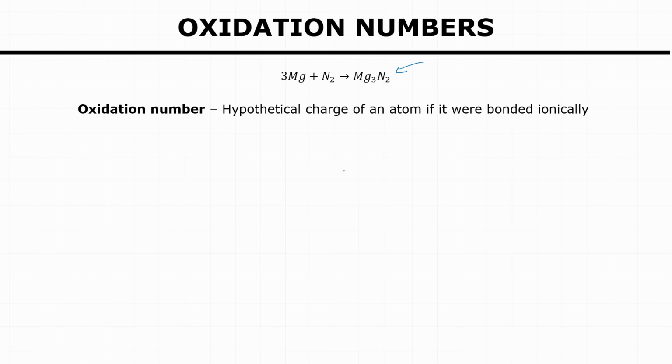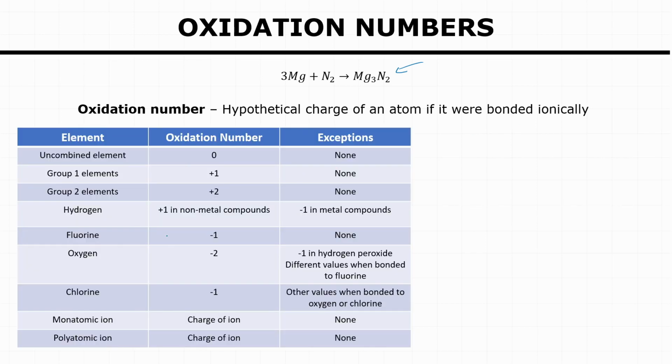And there's a couple rules that govern oxidation numbers, and they are here. So uncombined elements have an oxidation number of 0. Group 1 elements have an oxidation number of +1. Group 2 elements have an oxidation number of +2. What this essentially means is that if you were to take the hypothetical charge of the atom, even though it's bonded covalently or whatever, if you were to just split it off, that atom on its own would have a +1 charge. And group 2 elements would have a +2 charge.